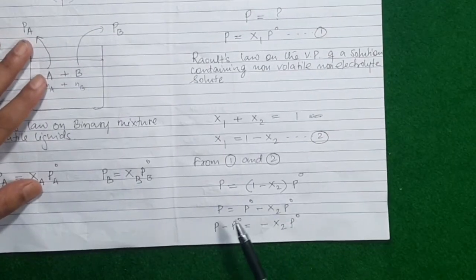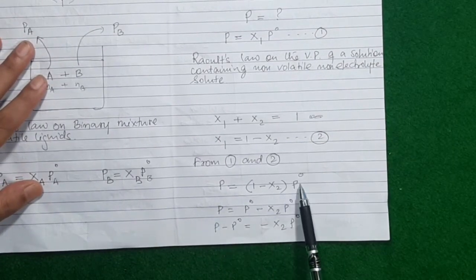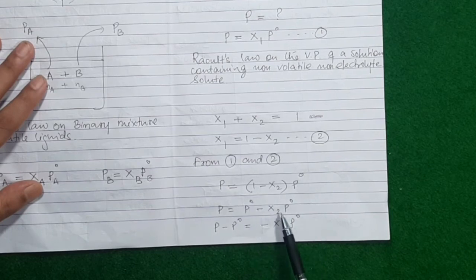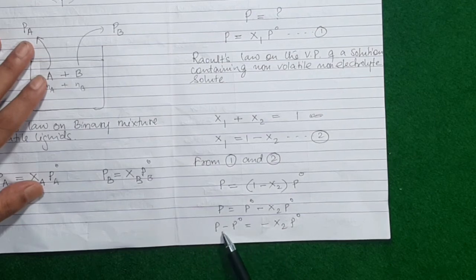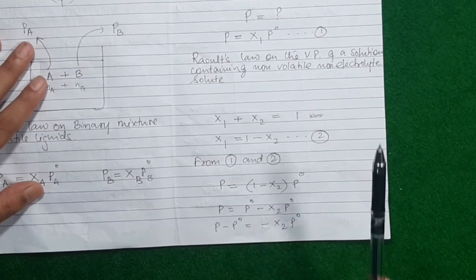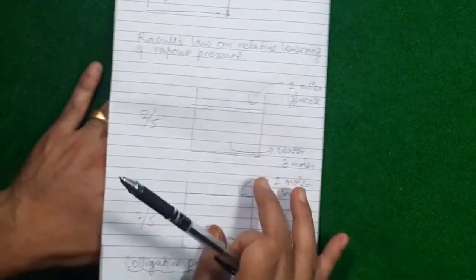Okay, so multiply, p degree comes here, and p degree also multiplies x2. I'll bring this p degree to the other side, it becomes minus, leaving behind minus x2 p degree on the other side. Now when you multiply both sides by minus, it will not be p minus p degree, it will be p degree minus p. I just want to remove this minus here by multiplying both sides with minus.